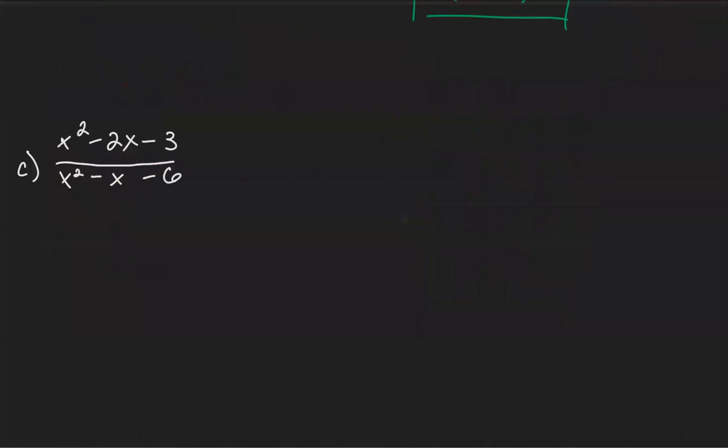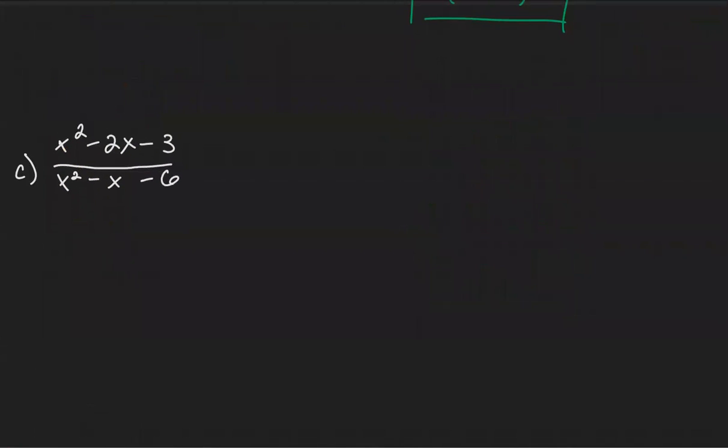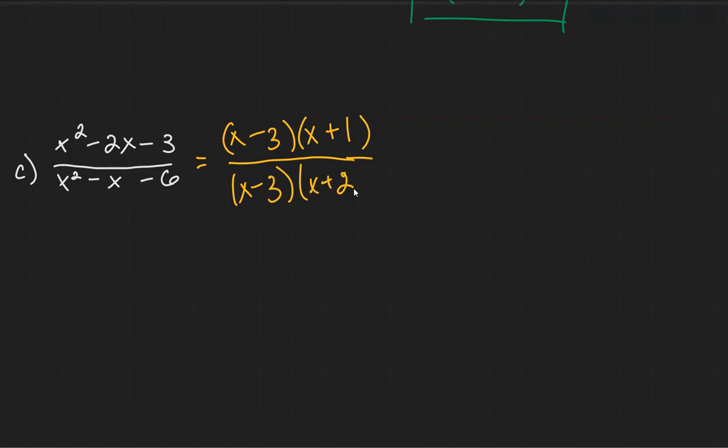All right, we have x squared minus 2x minus 3 divided by x squared minus x minus 6. Very first thing we should do is simplify top and bottom as much as we can. X squared minus 2x minus 3, let's try to factor that since it's a quadratic. We need 2 factors of negative 3 that are going to add up to negative 2. That's going to be x minus 3, x plus 1. Factors of negative 6 that add up to negative 1. That's going to be x minus 3 times x plus 2.